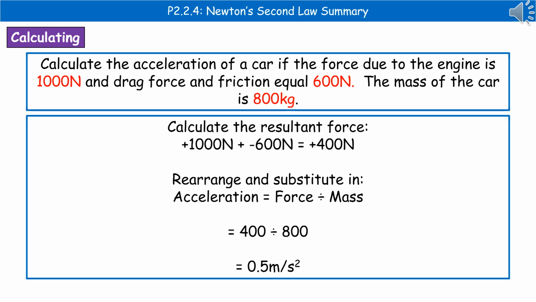Then we need to use our formula and substitute in, but we have to rearrange first of all, because we're working out the acceleration this time, so it will be acceleration is force divided by mass. Substitute in our values, 400 divided by 800 gives us the acceleration of 0.5 meters per second squared. And as always, remember to write down every step of your working in the answer space so that even if you have a calculator issue at the end, you will get some of the marks, not just 0.